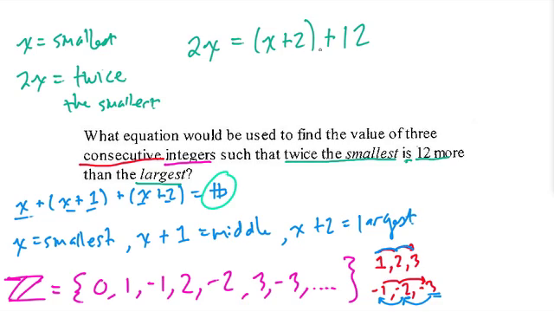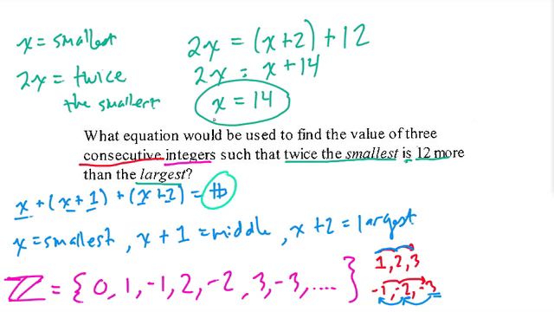So this equation would help you solve this problem because what you have now is x plus 14 equals 2x. And then we're almost done. You can subtract x on both sides. You get then what? Well, x equals 14. So you know that the smallest number is 14. And then the next number is one larger, 15. And the next number is 16.